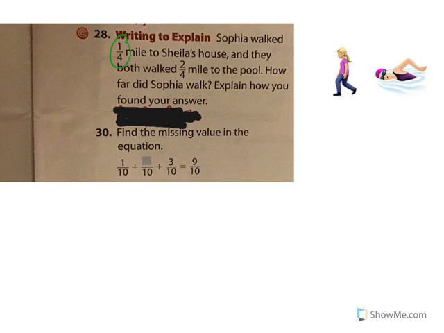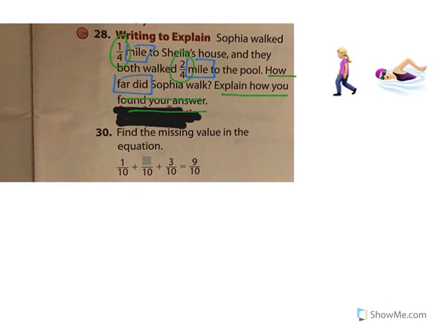So we have our numbers 1/4 and 2/4. Underline our question. How far did Sophia walk? Explain how you found your answer. Our action words. Let's see. Do we have any action words in here? We have miles. So we know the unit is miles. And how far did Sophia walk?